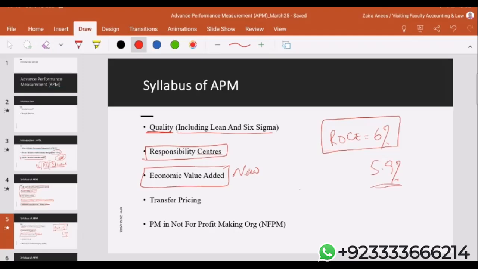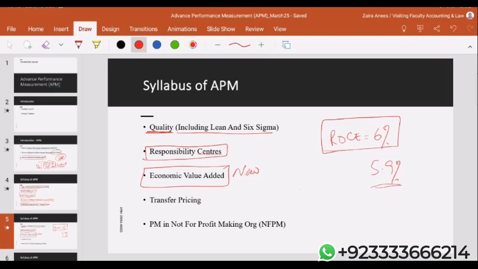measurement, and it generally gives us room to not strictly follow the accounting practices, and we can calculate our own profit for the sake of performance measurement. Let me give you a very simple example. Let's suppose, I'm just giving you a basic idea of what EVA is.